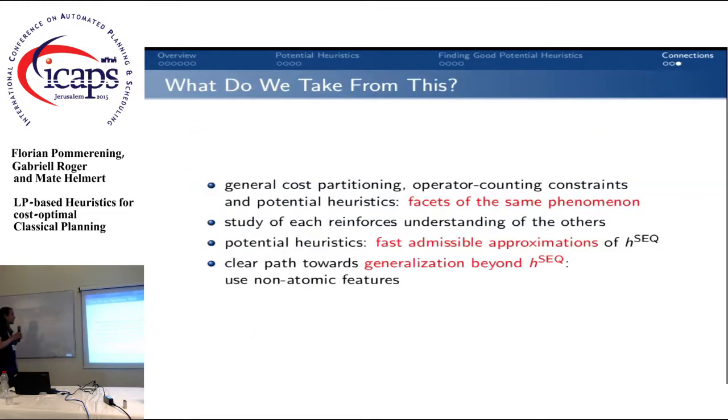Okay, so this is basically the take-home message from this. We've seen that, in a way, the general cost partitioning, which is just last year's old-fashioned cost partitioning, but only with these additional negative values flowing around, right? On the one hand, then all these operator counting constraints that are cropping up all over the place in planning these days. On the second hand, and running out of hands, the potential heuristics. They're really different ways of looking at the same underlying phenomenon.